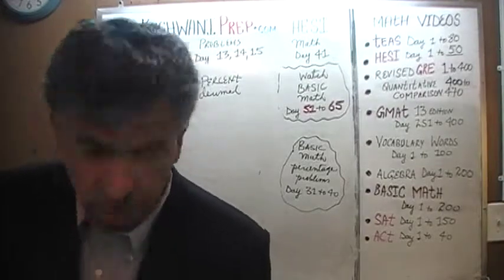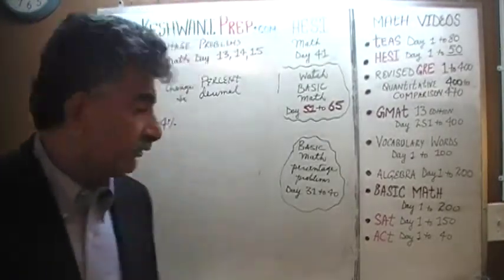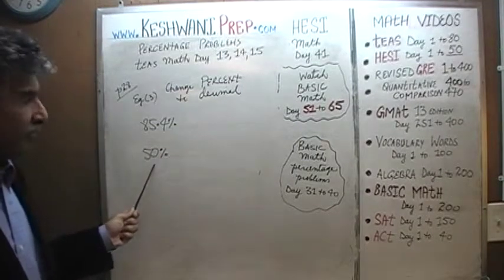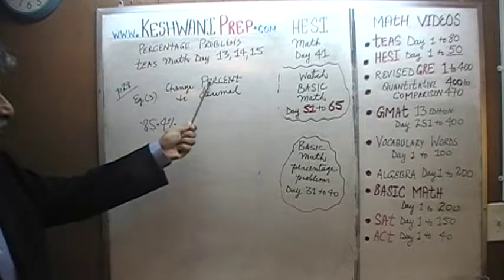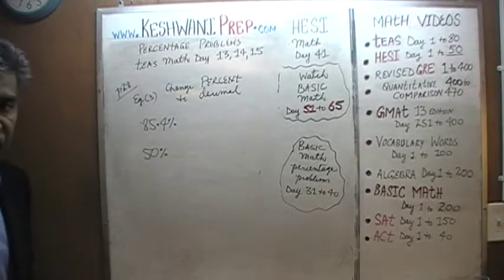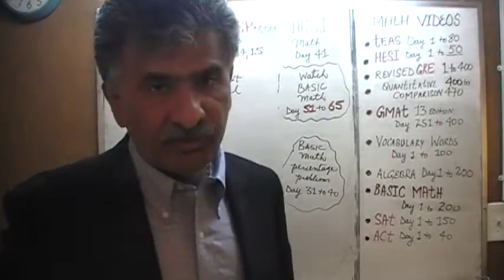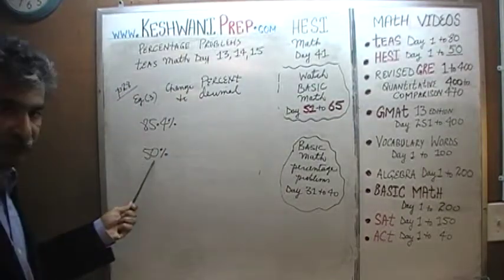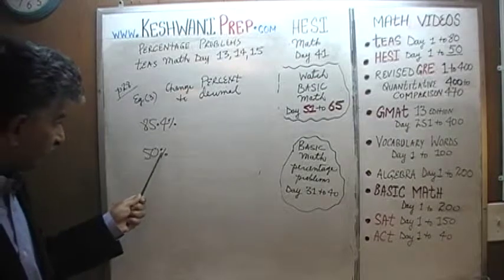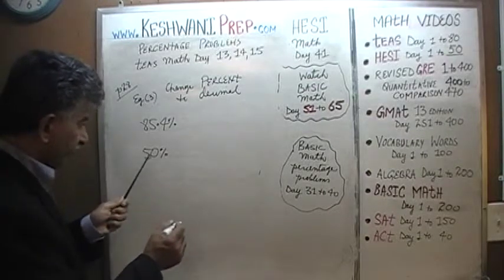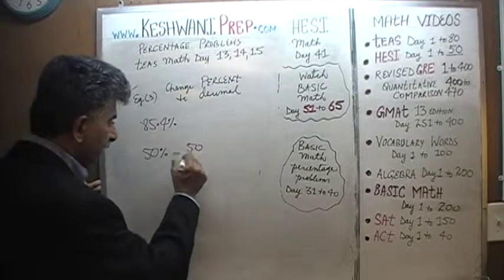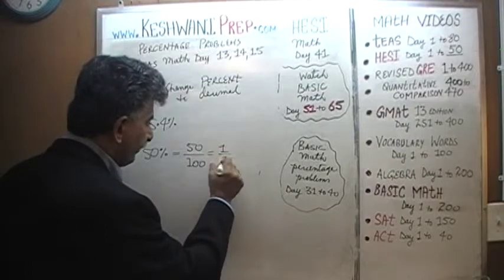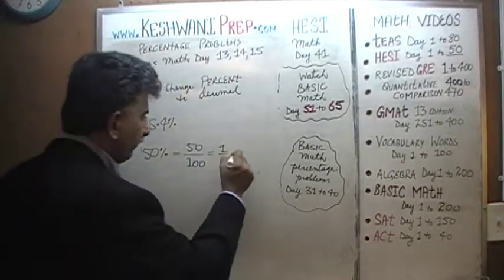Well, let's look at a simple scenario first so we can understand it. If you were asked to convert 50% to a decimal, what is 50% in decimal? Of course we know the answer, 50% expressed in decimal is 0.5. But where does the 0.5 come from? It's very simple. Percent means out of 100. So 50% actually means 50 out of 100, which is half. 50 divided by 100 is half, and there is your 0.5.